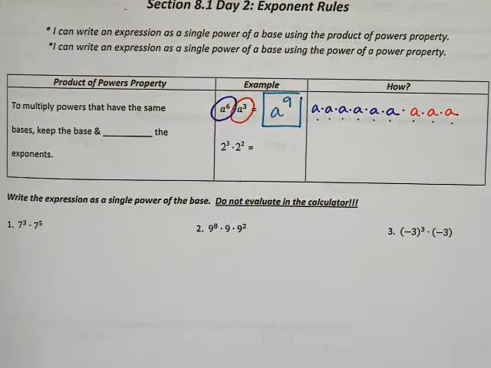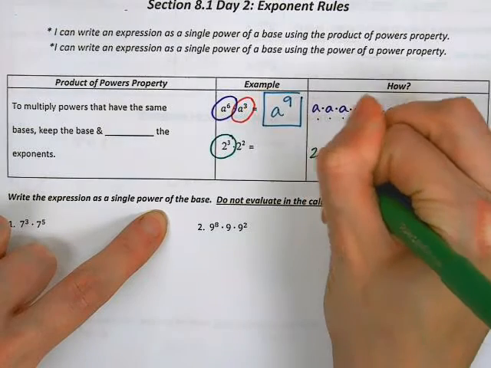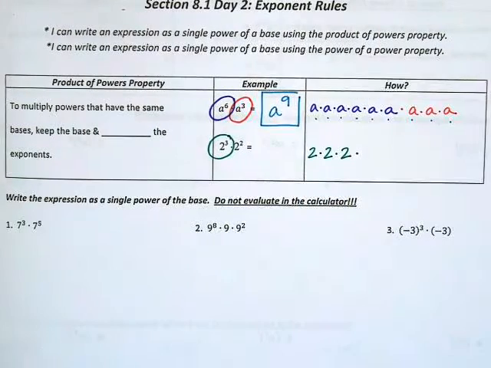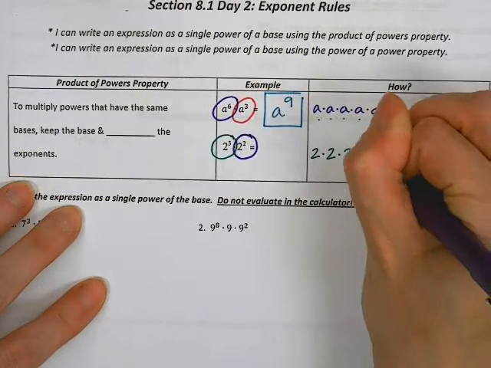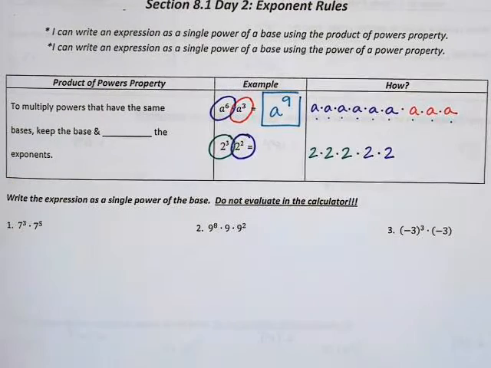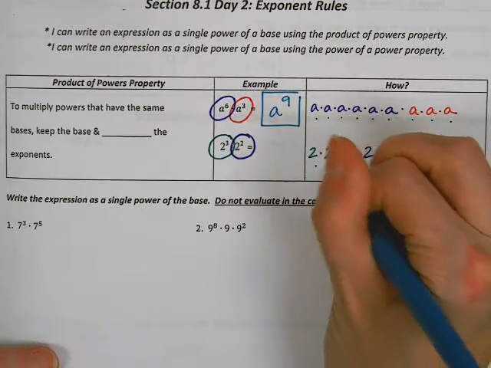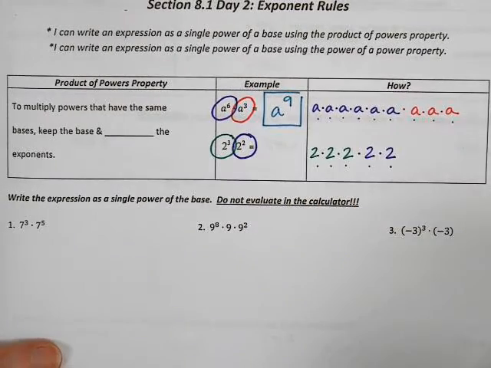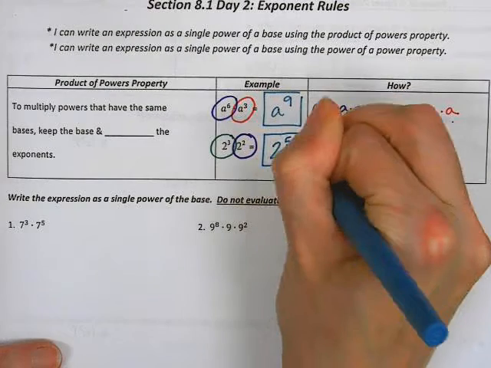All right, now the second one, let's do the same thing. 2 to the 3rd means you have 2 three times, right? 2 times 2 times 2. And then 2 squared means you're multiplying by 2 two times. All right, so how many do we have total? 1, 2, 3, 4, 5. So this ends up being 2 to the 5th power.